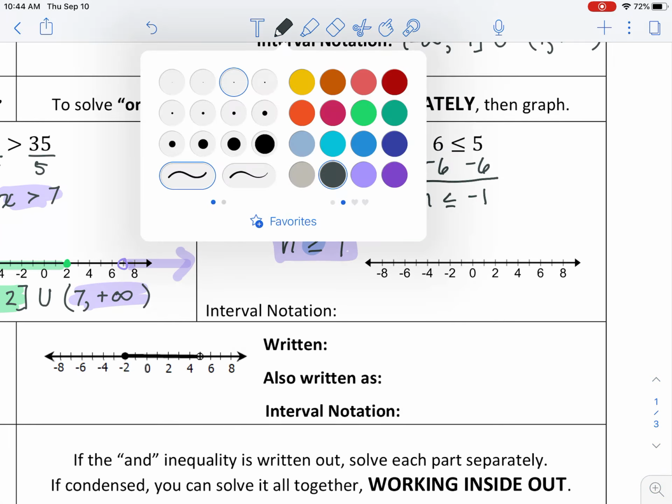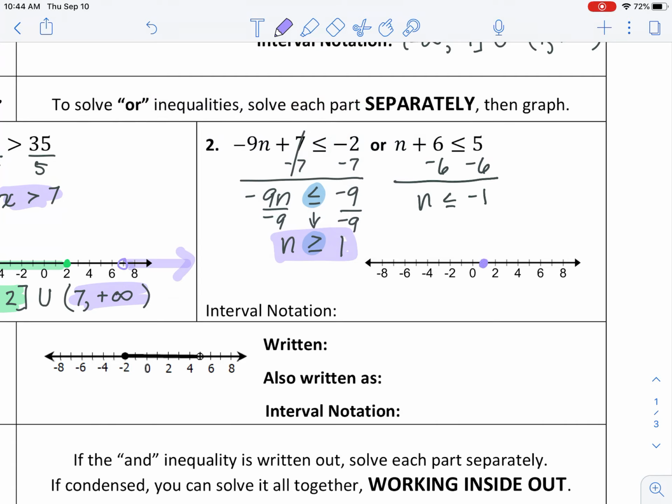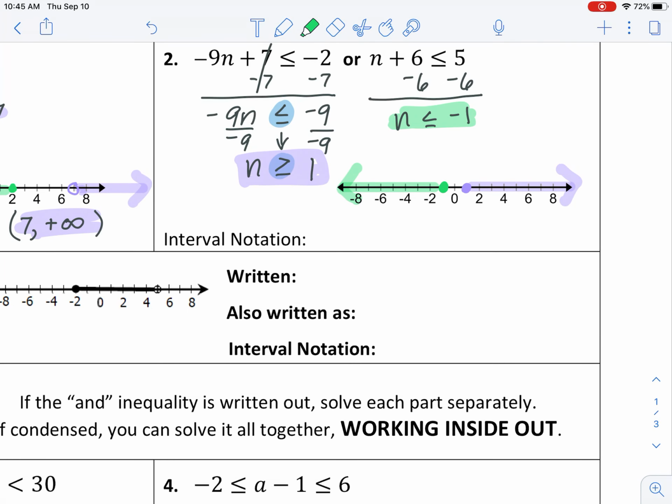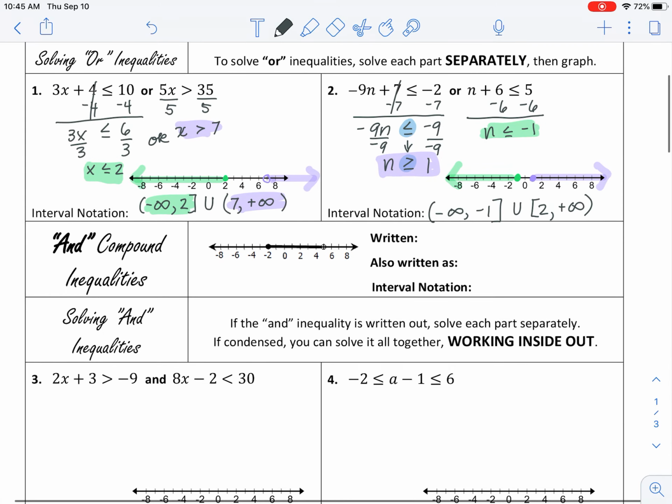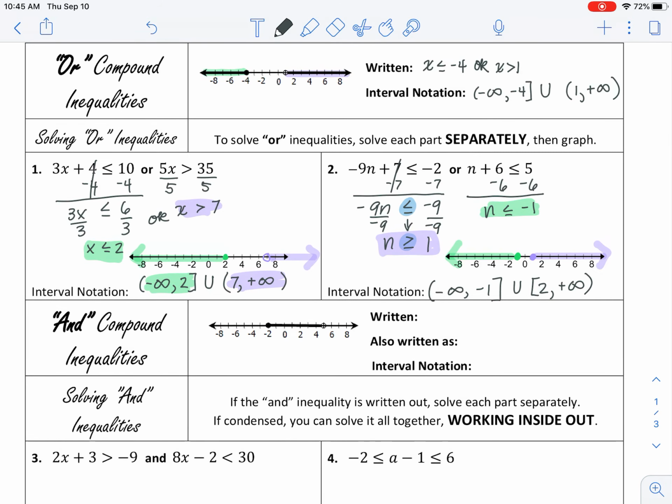Now for the one part, n is greater than or equal to 1. That's going to be a closed point at 1, and the values greater than are to the right. The other part of our graph, n is less than or equal to -1, is going to be a closed point at -1, and less than is to the left. So there are two rays representing our solutions for this inequality. Then our interval notation, left to right, would be negative infinity to -1, bracket on the -1 because it's a closed point, in union with 1 to positive infinity, bracket on the 1 because it's a closed point, and then parentheses for infinity. So that's our examples of the compound inequalities with or in them.